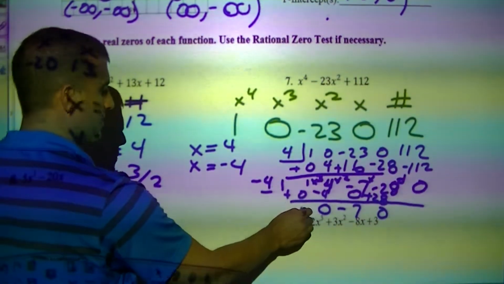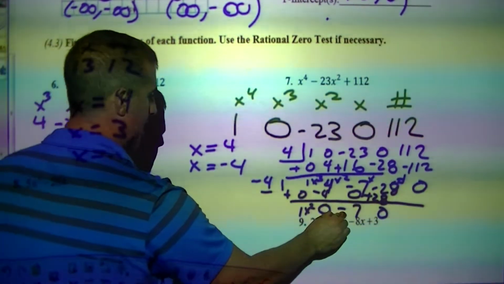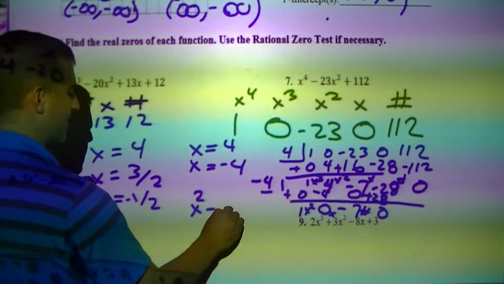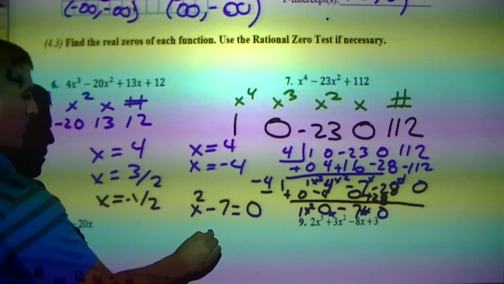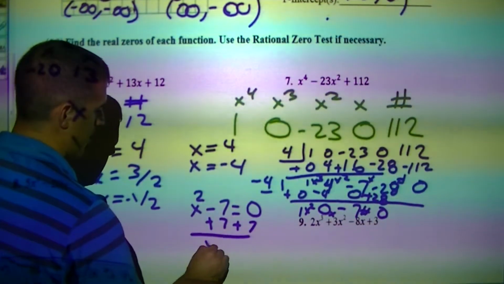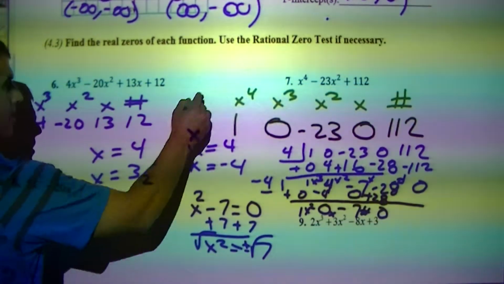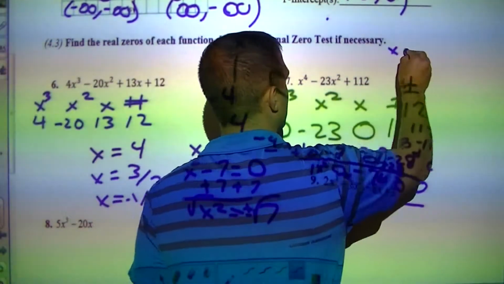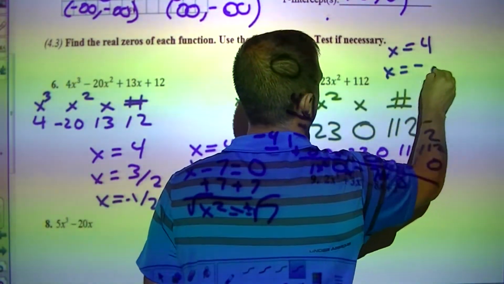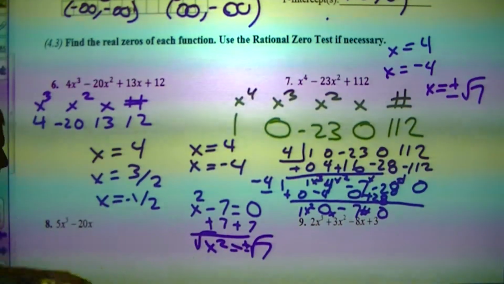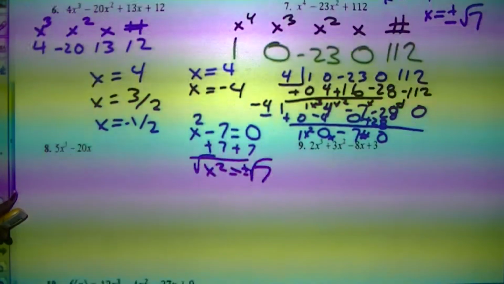Now, here's what happens. That's no longer x cubed, that's x squared, x, and my number. So what I have here is x squared - 7 equals 0. If I solve that, I get x squared equals 7, so x equals plus or minus the square root of 7. So my answers out of this are x equals 4, x equals -4, x equals plus or minus square root of 7. Don't forget the square root, or the plus and minus part.